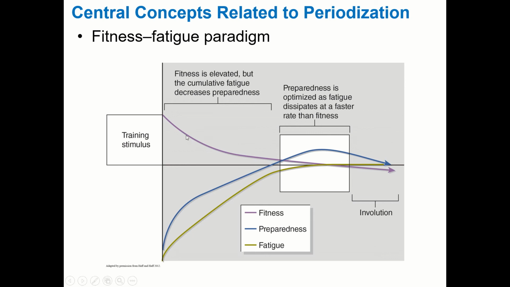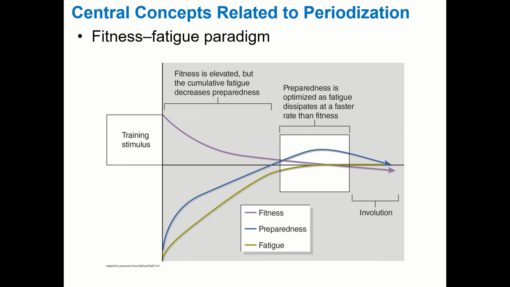So with our training stimulus, their fitness is going to improve, and there's going to be an overlap between fitness and fatigue. And so at that overlap, that's where you have their highest level of preparedness. So for example, if you have somebody undergo really high intensity, high volume training, their fitness is going to improve, right?